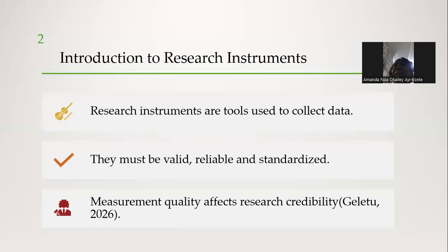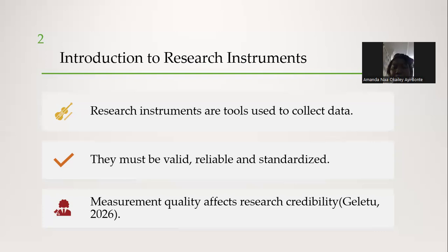What does it mean that they must be valid? They must be the appropriate tools, used in collecting the appropriate data. There are different data out there, and we have different tools in collecting them. And so if you are choosing an instrument, that instrument needs to be valid. It means you are using the right tool to collect the right data. It must be reliable so that it does not leave you in the middle. And it must be standardized to the point that if somebody else wants to do the same research and pick the same instrument, it should give the same results as well.